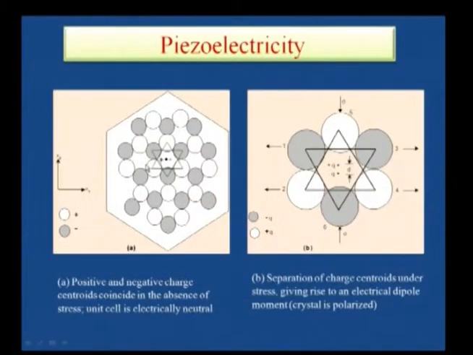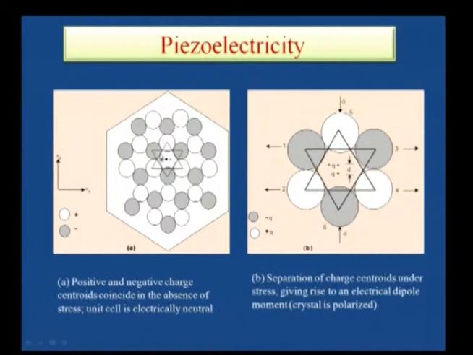I mentioned to you in the previous lecture, if you take a piezoelectric crystal in the uncompressed state, when it is left to itself, in the normal state, the charge centroids of the positive ions as well as the charge centroids of the negative ions coincide, as a result of which the crystal will be neutral. It is not polarized.